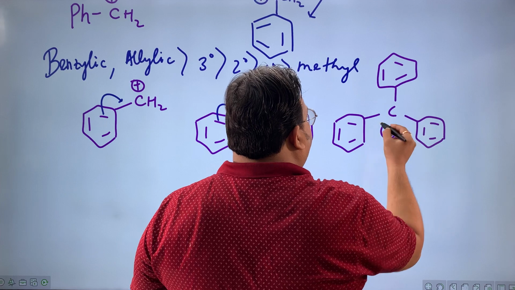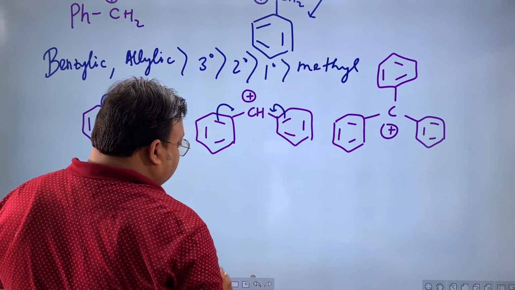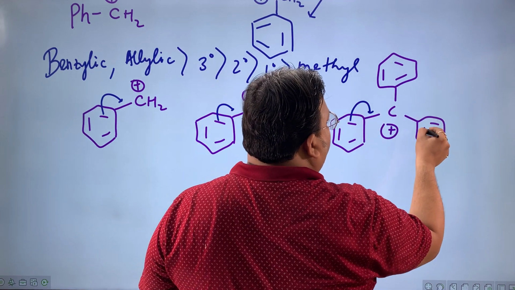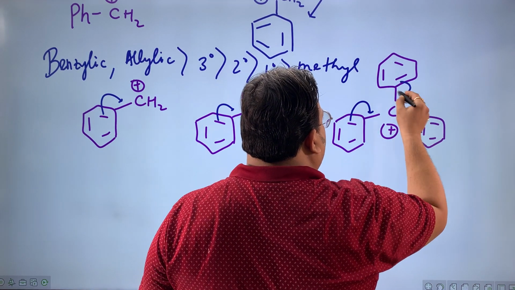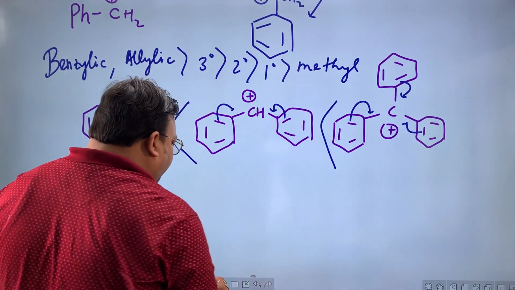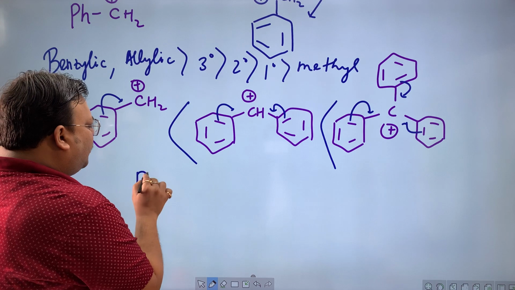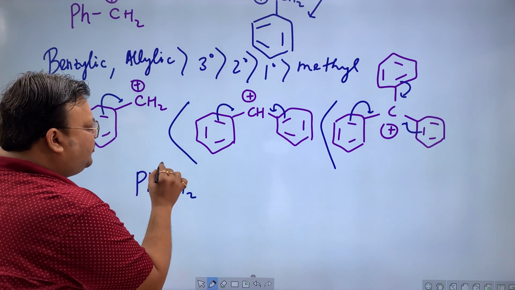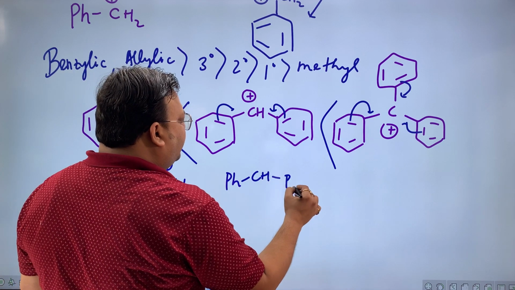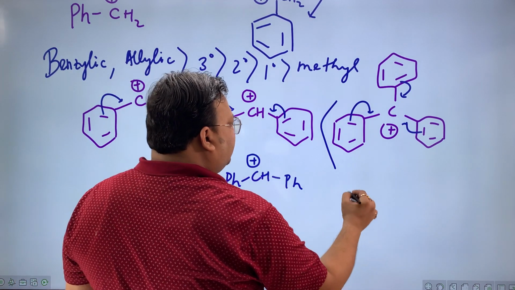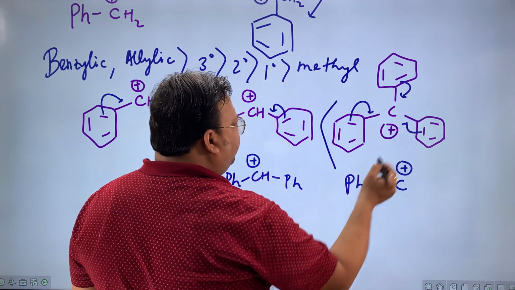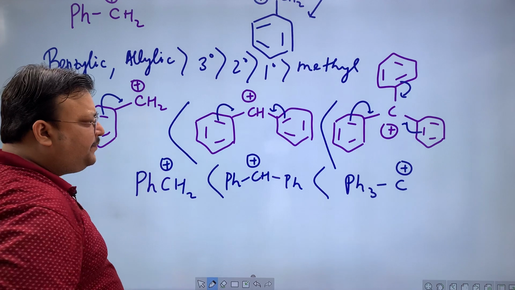This is basic aptitude, that if there are three rings, naturally it can resonate from the left, from the right, and from here. More number of resonating structures, more is the stability. Either you write it in this way, or another way of representing this would be PhCH2 plus. Naturally, Ph whole twice CH plus, and this would be Ph3C plus. Now Ph3C plus would mean there are three phenyl groups, and this is the order of stability.